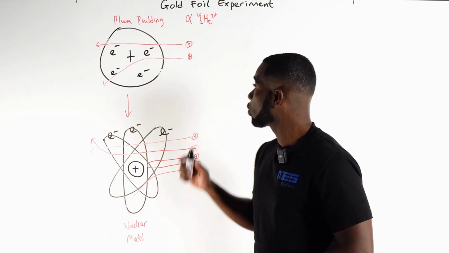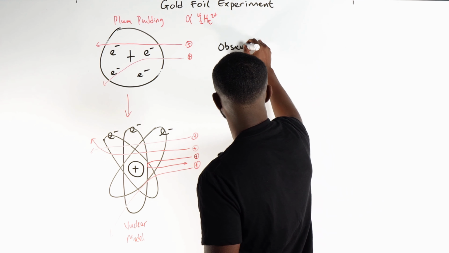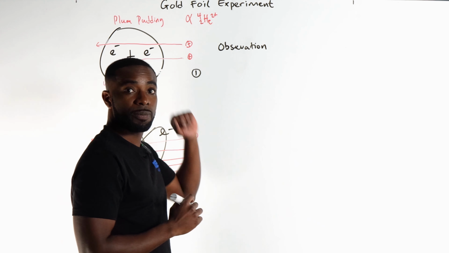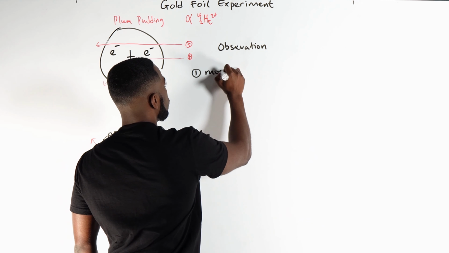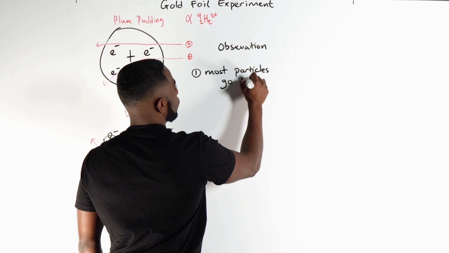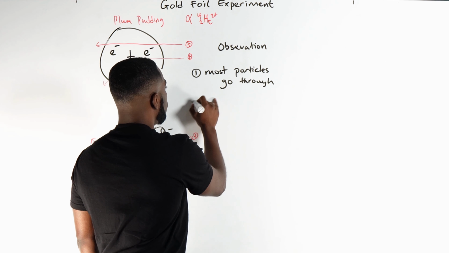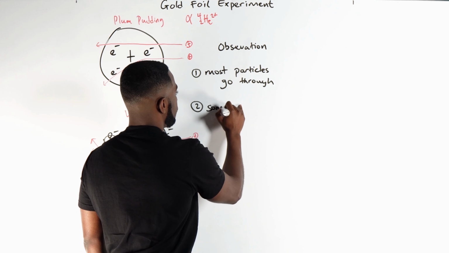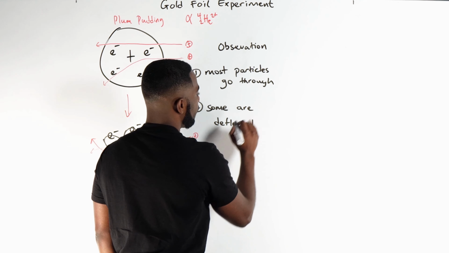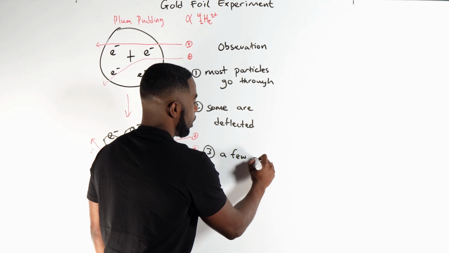Okay, perfect. So moving on to the main observations we see here. I'm going to write that here. Observation number 1, which is the same as what you'd expect for the plum pudding model, is that most alpha particles go straight through. As we saw for the nuclear model, you'll also see that some are deflected. And the thing that we definitely do not see in the plum pudding model is the last one: a few of them are reflected.